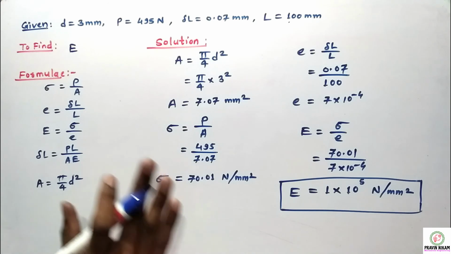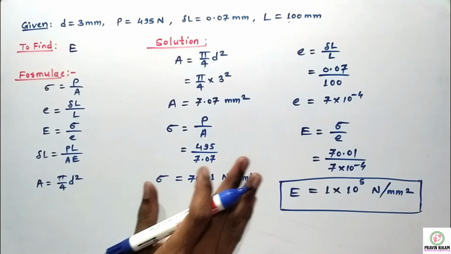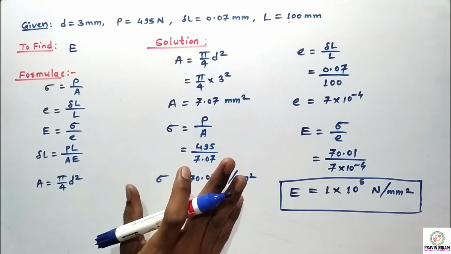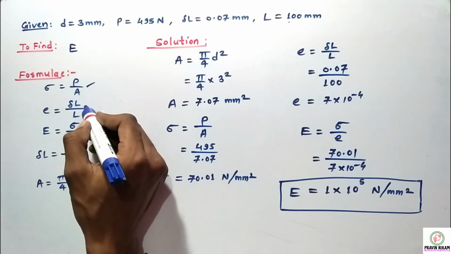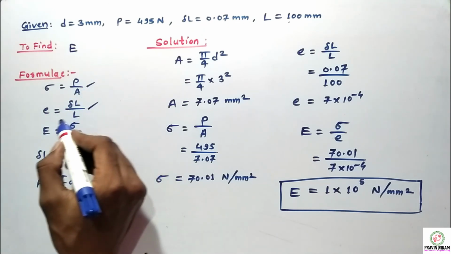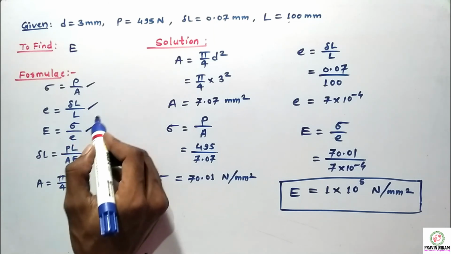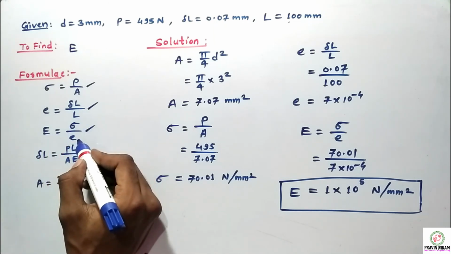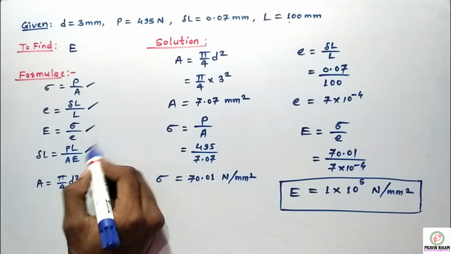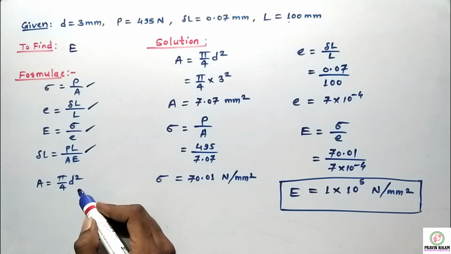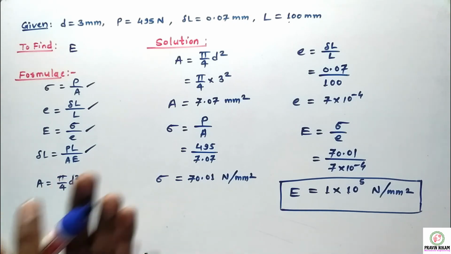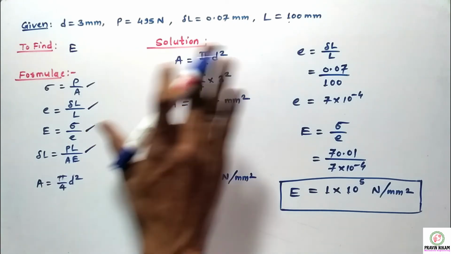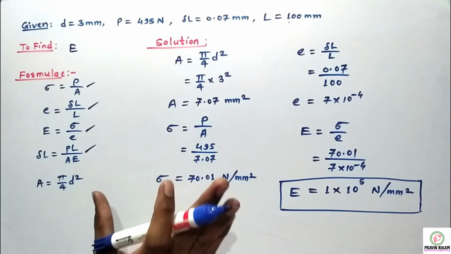So this is a simple way to solve this type of problems based on these four formulas, that is the formula of sigma, P by A, small e is equal to delta L by L, modulus of elasticity is equal to sigma divided by small e, and delta L is equal to PL divided by AE. So problems based on these four formulas are very simple to solve. This is the simple method to solve the problem.